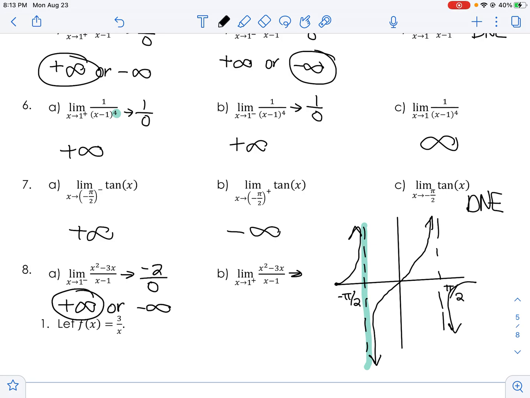Okay, looking at answer choice B, and I do direct substitution, I get negative 2 over 0 again. Okay, so that tells me my answer is either positive infinity or negative infinity. So when I plug in a number, so 0.00001, on the top, I'm still going to get negative 2. On the bottom, I'm going to get a positive number. A negative number divided by a positive number is negative infinity. So that would be that answer.